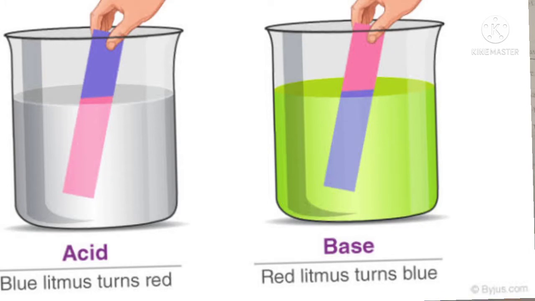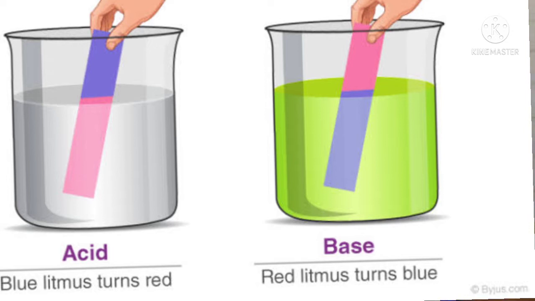With this litmus paper, you will pour 1 or 2 drops on it. What happens when you dip this paper into the HCl? What happens in an acid? This paper will turn into red color. Actually, in which color is it? Blue. The color of litmus paper is blue. What happens? It will turn into red color.